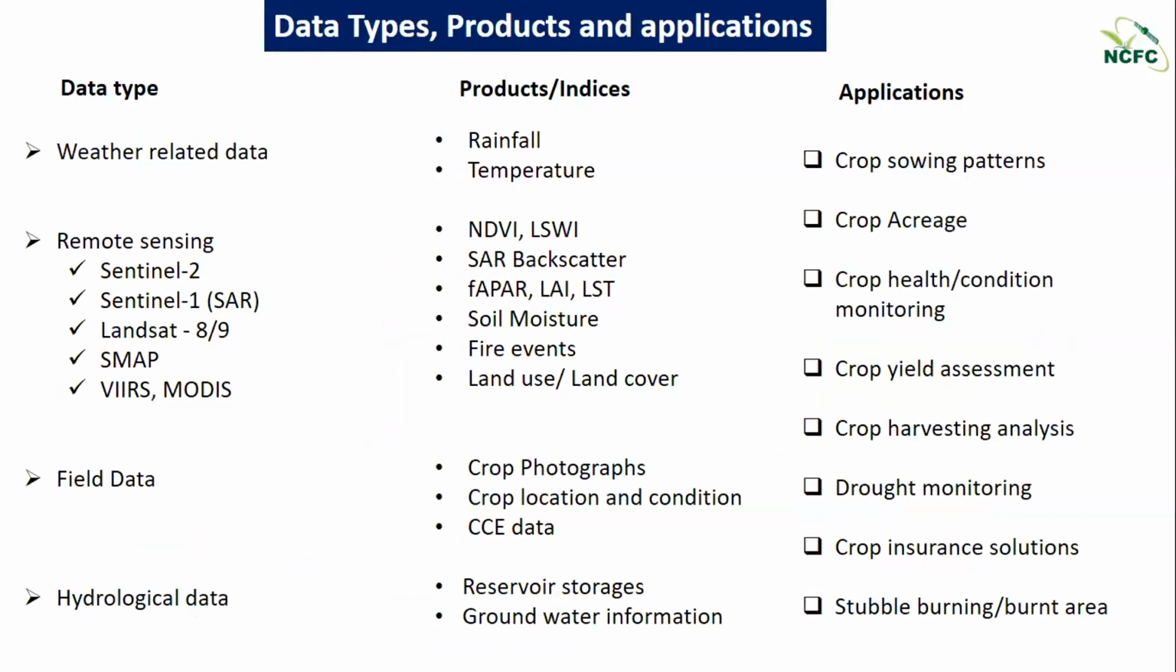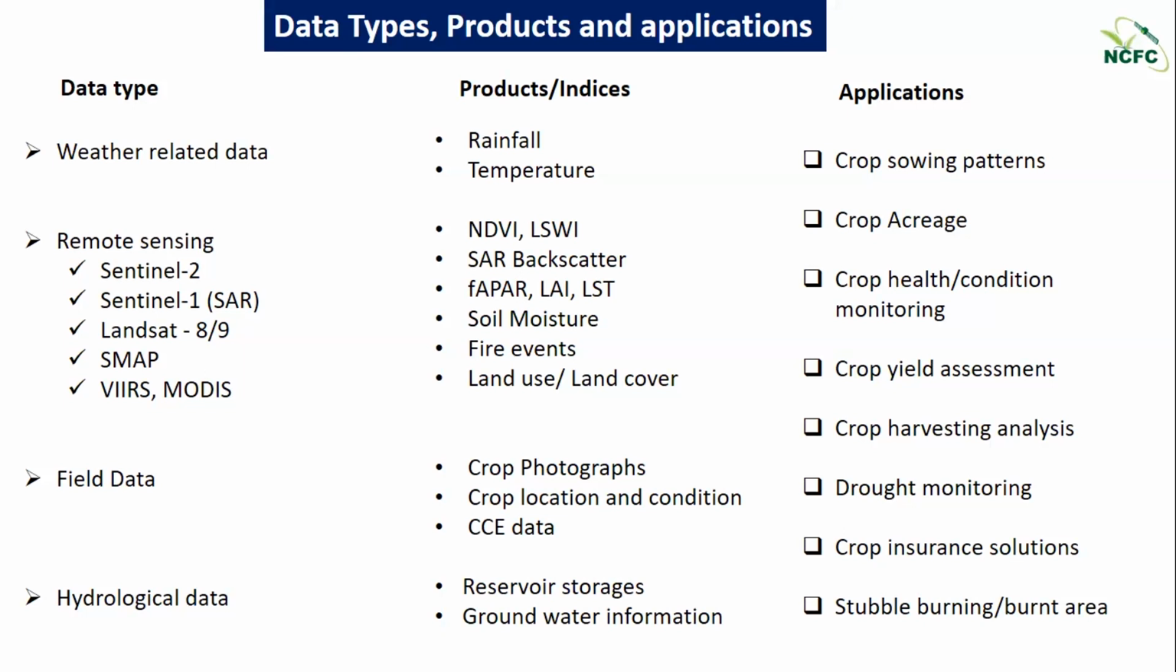So first of all, I just want to give you a brief overview. What data sets are available, what kind of parameters you can generate, and what possible applications can be achieved using those data sets. As you can see on the left side, first of all is the weather related data, which is very important in the agriculture domain, like rainfall, temperature, humidity, and various parameters.